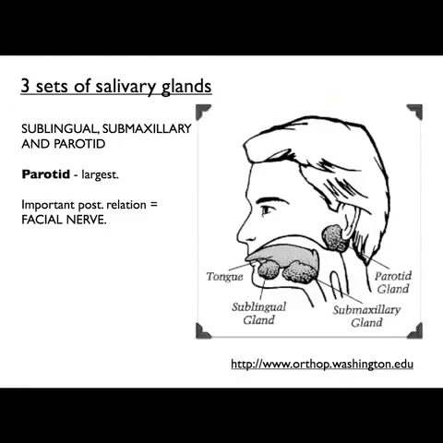I'm going to move on now to talk a little bit about the salivary glands. There are three important salivary glands to be aware of. These are the sublingual, submaxillary, and the parotid. The parotid is the largest and has a very important posterior relation, which is the facial nerve, or seventh cranial nerve.